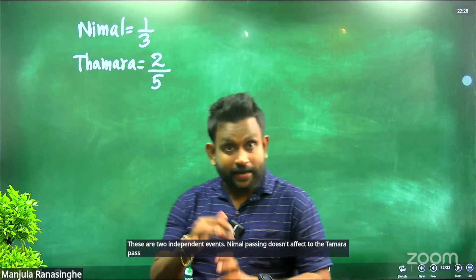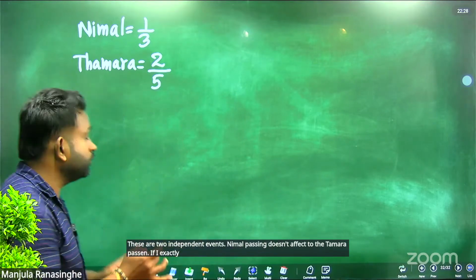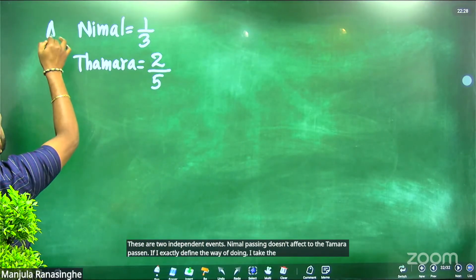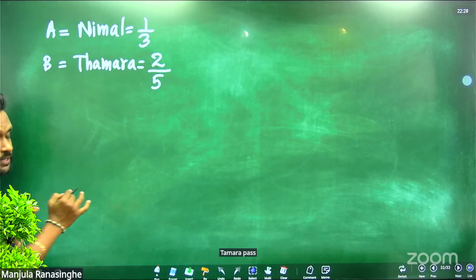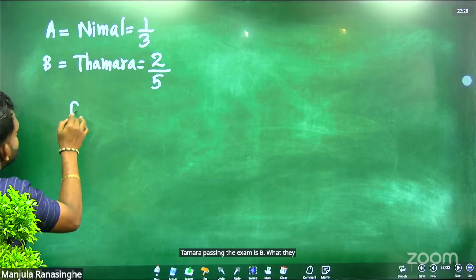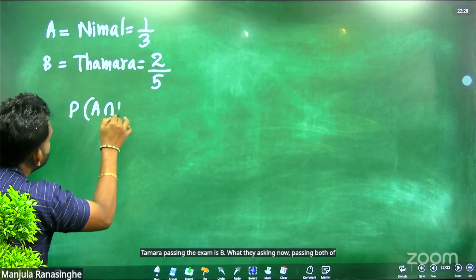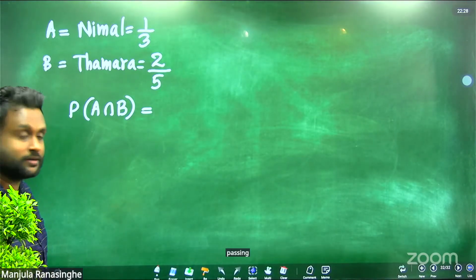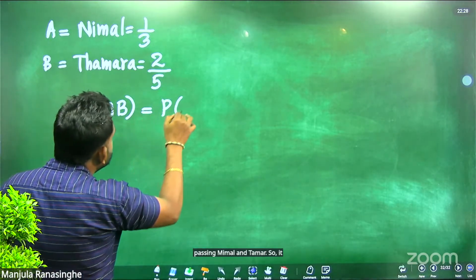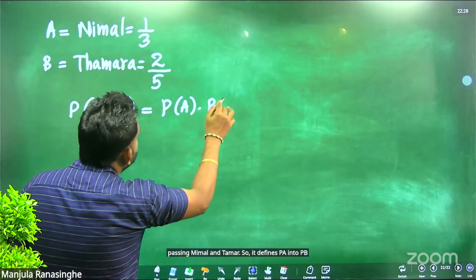If I define the method exactly, I take the event that Nimal passes the exam as A, and Tamara passes the exam as B. What are they asking now? Passing both of them. That means they are asking A intersection B, Nimal and Tamara passing. So it is defined as P(A) into P(B), not P(A) plus P(B).